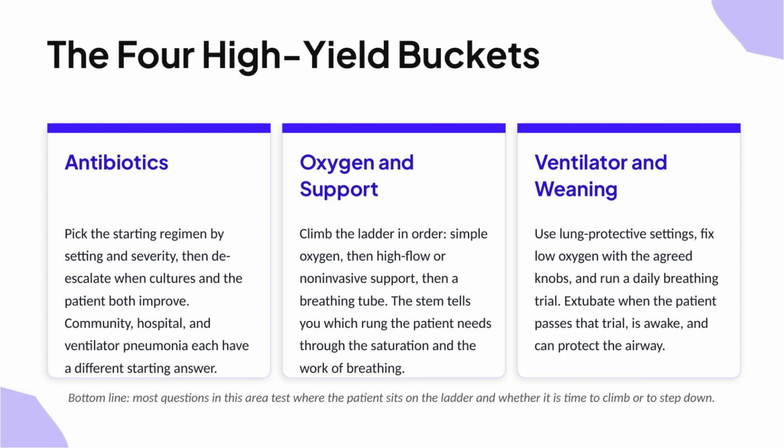Bucket 3, ventilator and weaning. Use lung protective settings, fix low oxygen with the agreed knobs, and run a daily breathing trial. You remove the tube when the patient passes that trial, is awake, and can protect the airway. The bottom line: most questions here are really asking where the patient sits on the ladder and whether it is time to climb or time to step down.